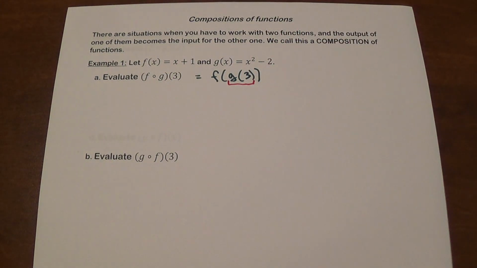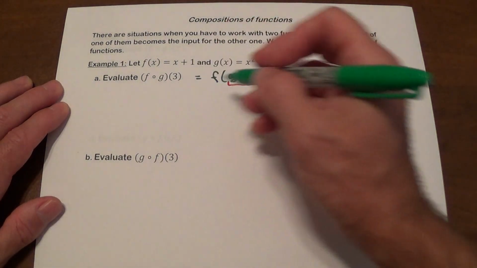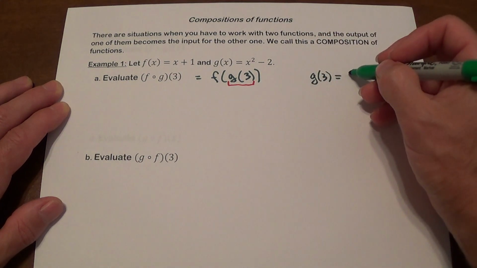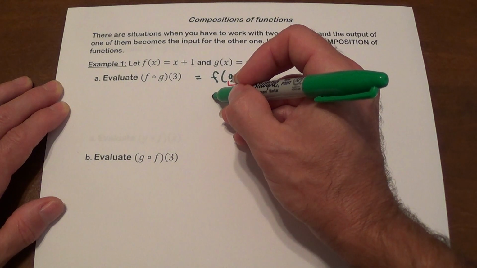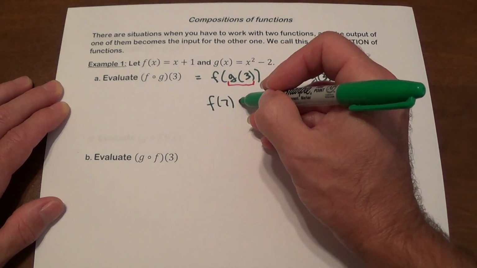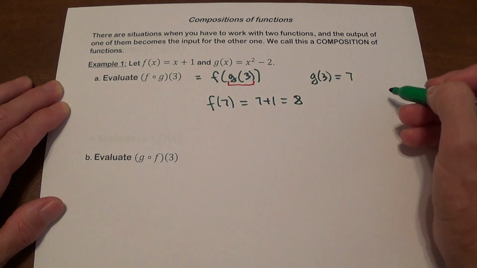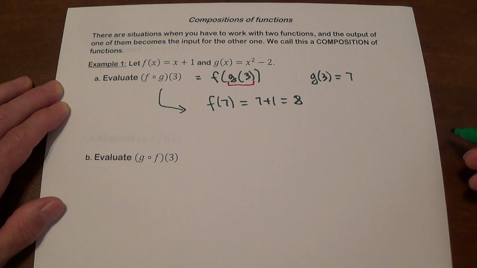g of 3 will become the input. The output of g of 3 is going to become the input for function f. So g of 3 is 9 minus 2, which is going to give us 7. And then f of 7 is going to be 7 plus 1, which is 8. So this here is what the answer is going to be.